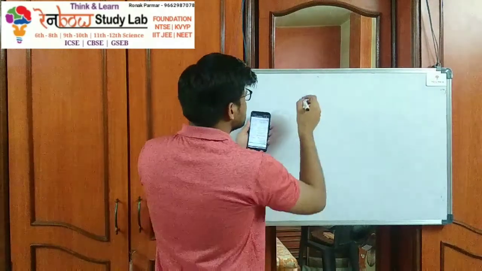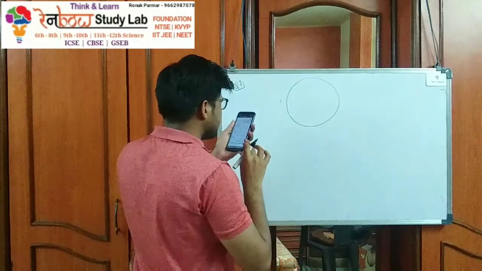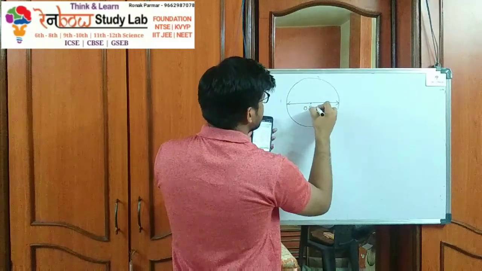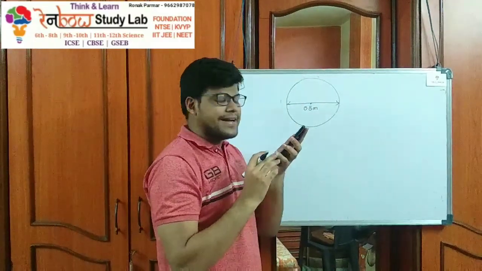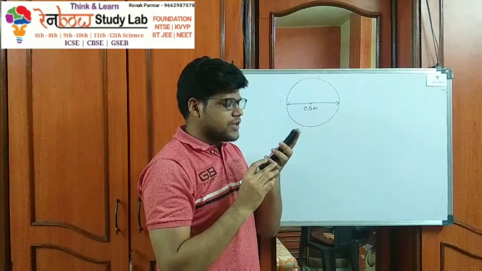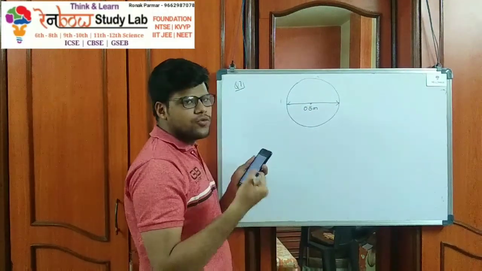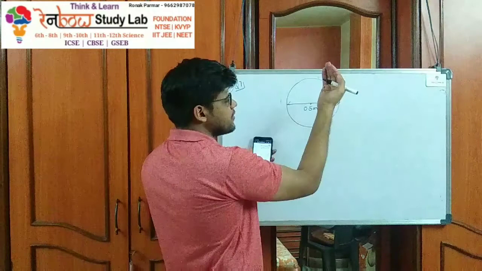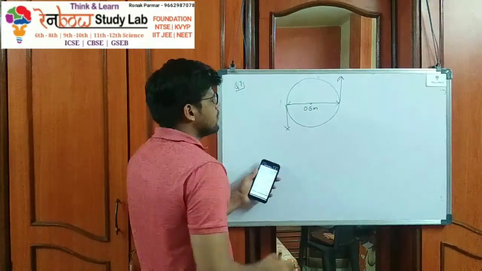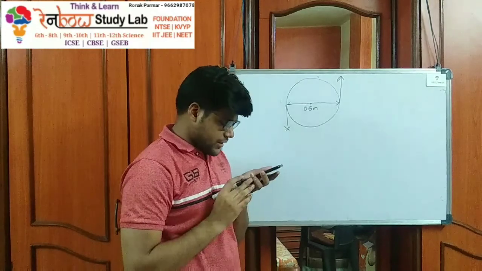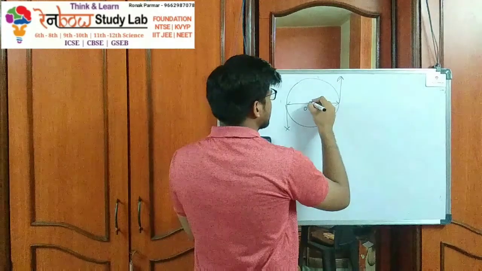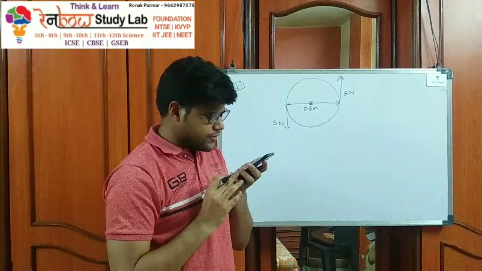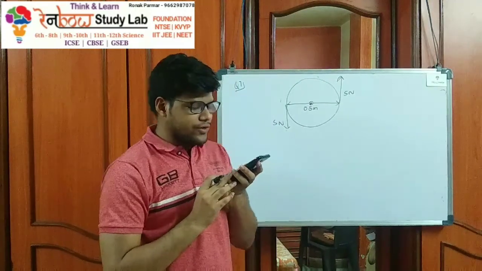A steering wheel, there is a steering wheel of 0.5 meter diameter. So the diameter is 0.5 meter. It is rotated anti-clockwise by applying two forces each of magnitude 5 Newton. You need to apply two forces and it becomes anti-clockwise. Suppose I am applying a force on the right hand side upwards and on the left hand side downwards. Both of them will create an anti-clockwise rotation. And each force is of 5 Newton.